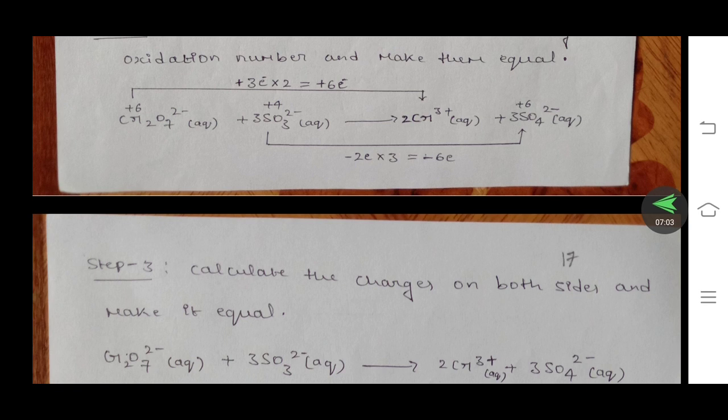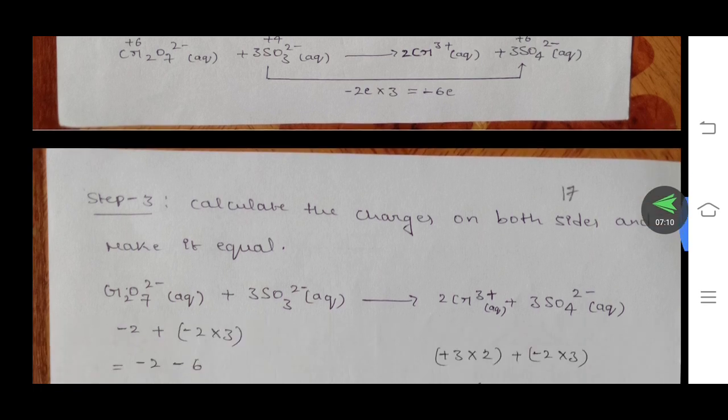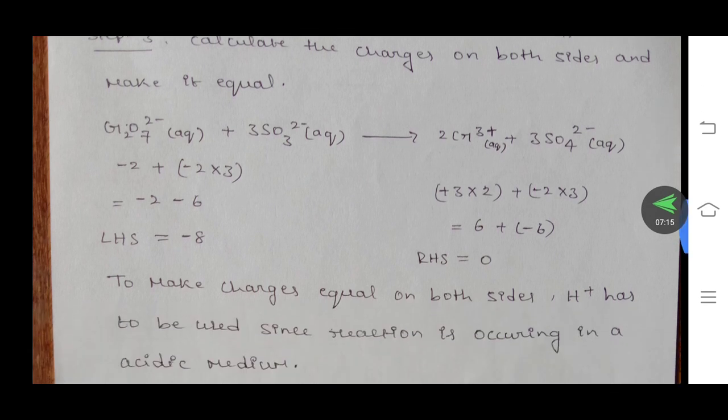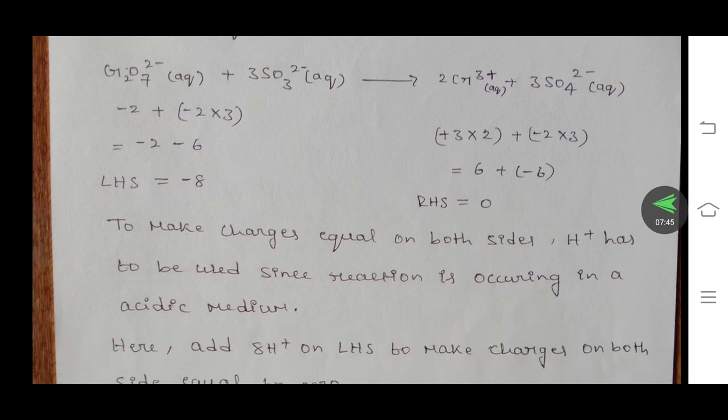Okay, so the number of electrons should be equal, that is plus 6 electrons and here minus 6 electrons. Next, third step, calculate the charges on both sides and make them equal. So now you have to balance charges, LHS equal to RHS. Now how many charges are present on the left side? You check first. Minus 2 present in Cr2O7 2-, right? So that is minus 2 plus, now 3 into minus 2, so that is minus 6. So minus 2 minus 6 gives minus 8. So total charge on LHS is minus 8.